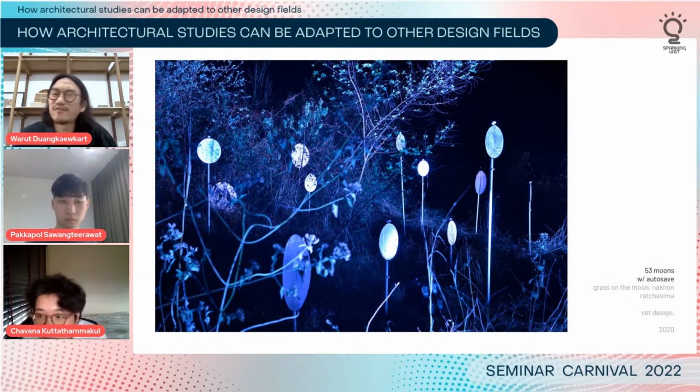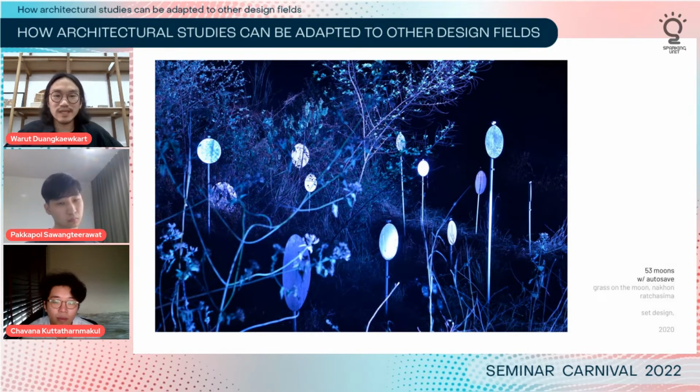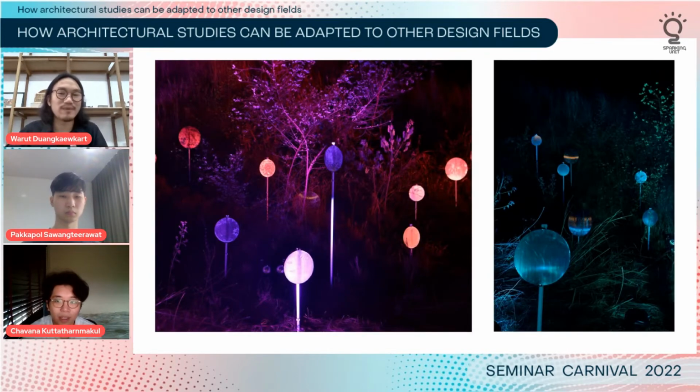And this one is 53 Moons. I worked with the other Safe Studio to create this one. It happened at Glass on the Moon Festival. So we used a kind of reflective paint, installed in the landscape. The concert happened on the Conrad Sima. So 53 Moons is a concept that comes from the moons of Saturn. Saturn has 53 moons. So we created 53 circle-shaped reflective plates and installed them overall in the landscape. And the lighting comes in to create a scene.